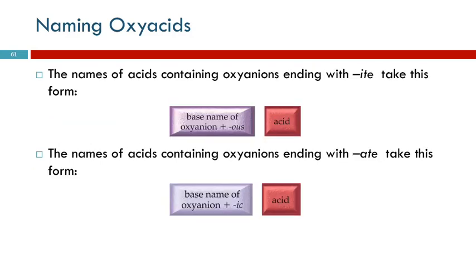So the names of these are based on the names of the oxyanions. So you take the base name of the oxyanion. If it ends in "ite," you change "ite" to "us" and add the word acid. There's no hydro in front of these. If the oxyanion name ends in "ate," you change the ending to "ic" and put the word acid on there.